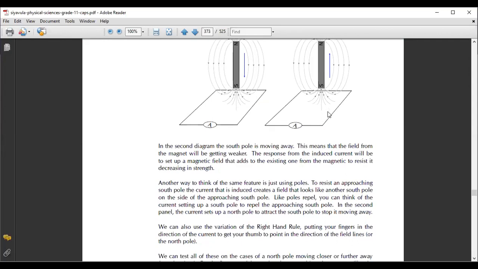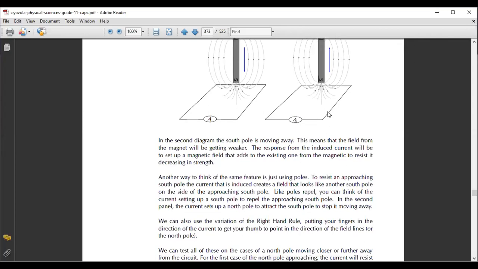Another way to think of the same features is just using poles. To resist an approaching south pole, the current that is induced creates a field that looks like another south pole on the side of the approaching south pole. So like poles repel, you can think of the current setting up a south pole to repel the approaching south pole. In the second panel, the current sets up a north pole to attract the south pole to stop it moving away. We can also use the variation of the right-hand rule, putting your fingers in the direction of the current to get your thumb to point in the direction of the field lines or the north pole, okay?